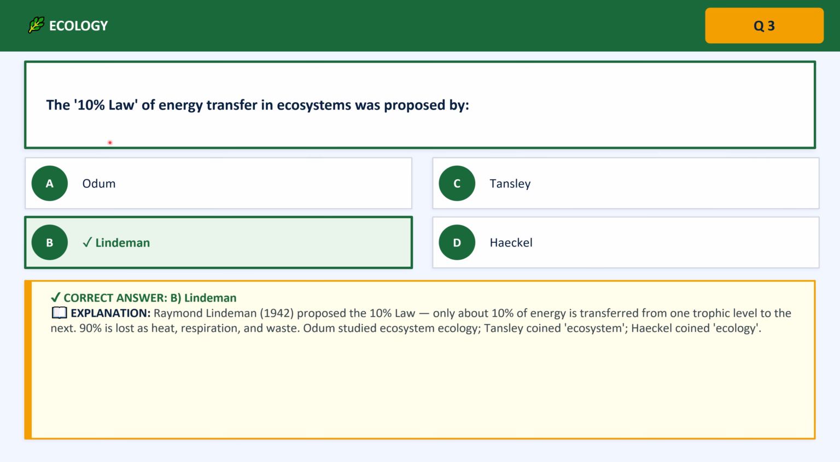Question 3. The 10% law of energy transfer in ecosystem was proposed by? It's option B, Lindeman. Explanation: Raymond Lindeman in 1942 proposed the 10% law. Only about 10% of energy is transferred from one trophic level to the next. 90% is lost as heat, respiration and waste. Odum studied ecosystem ecology. Tansley coined ecosystem. Haeckel coined ecology.